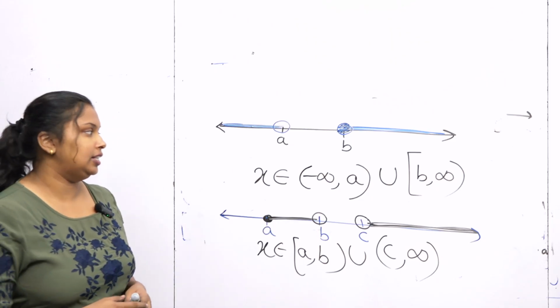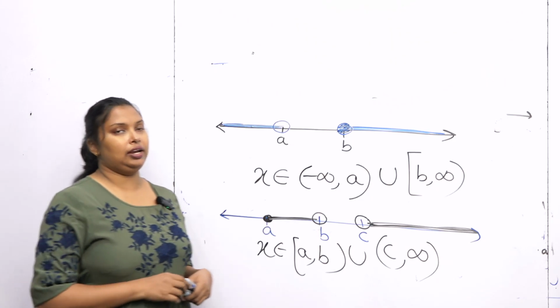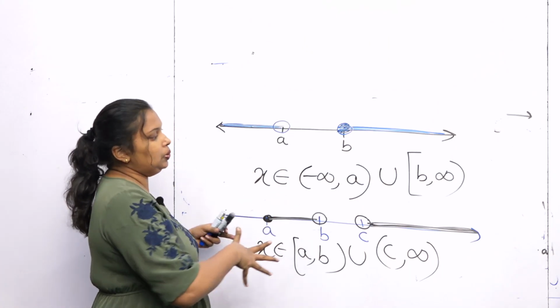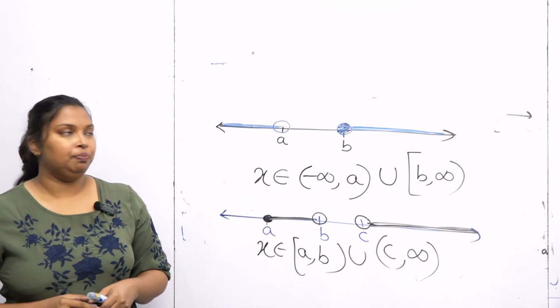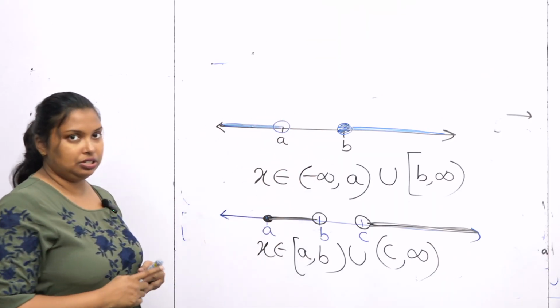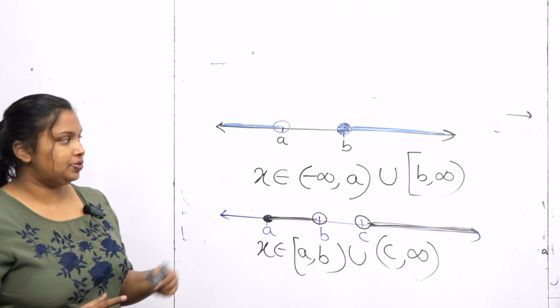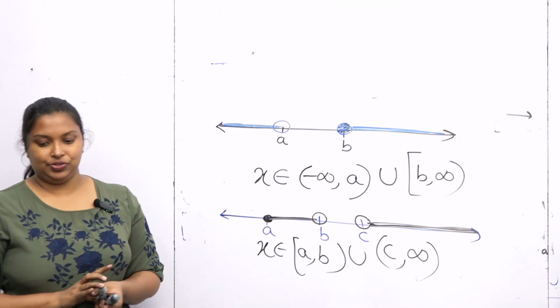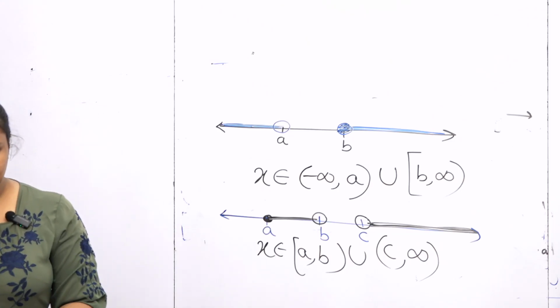Okay, so these are the ways that we can represent. Now without writing the inequalities, we can use this method to represent these shaded regions on the number line. We can use this method, right? Okay, so that part is also over, right?